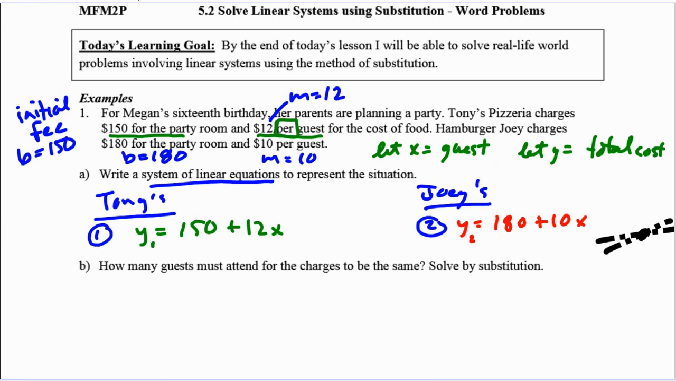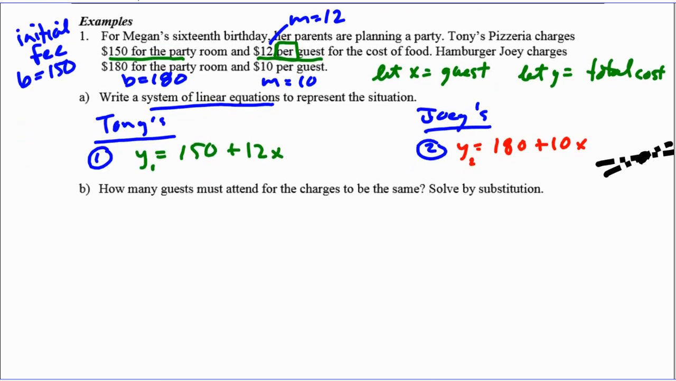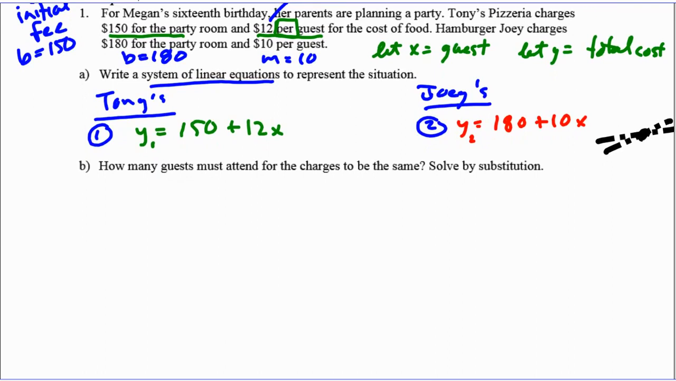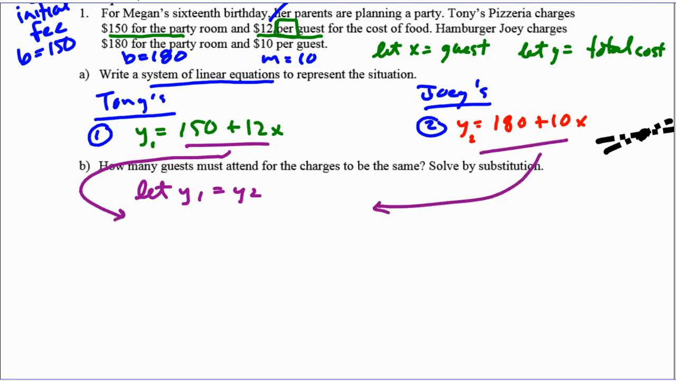Anyway, so how do we figure that out? Well, we do our substitution. The nice thing is both have their y's isolated. So we are going to let y1 equal y2. Of course, y1 is this, y2 is this. Just that part, the right side of both.